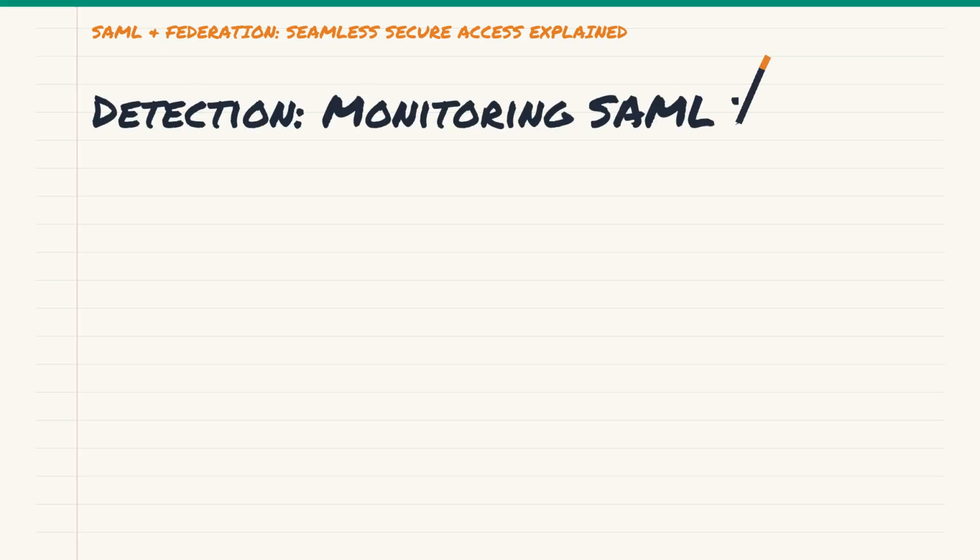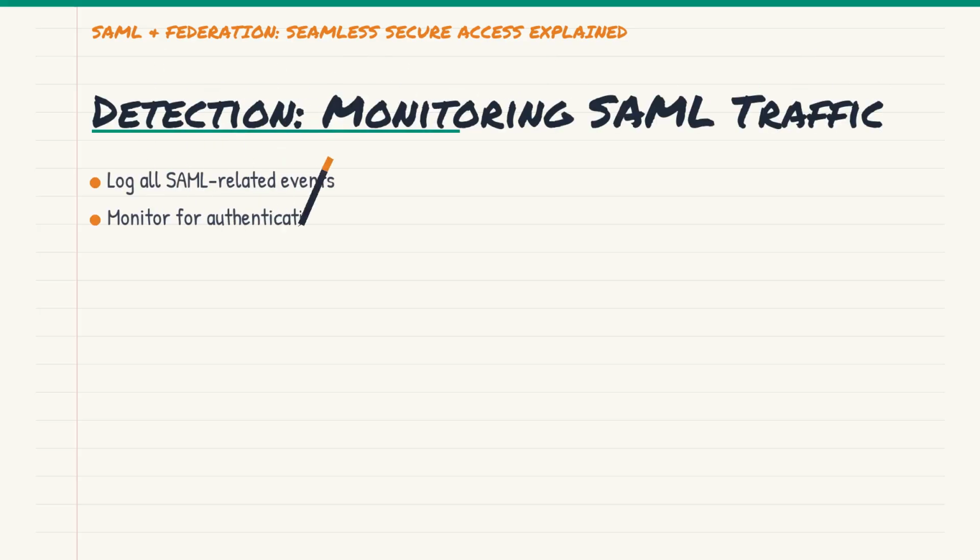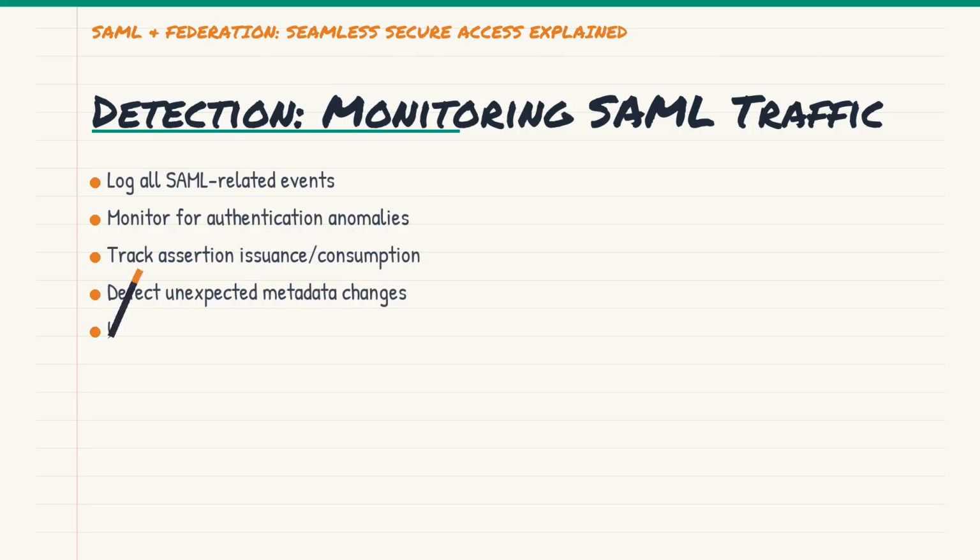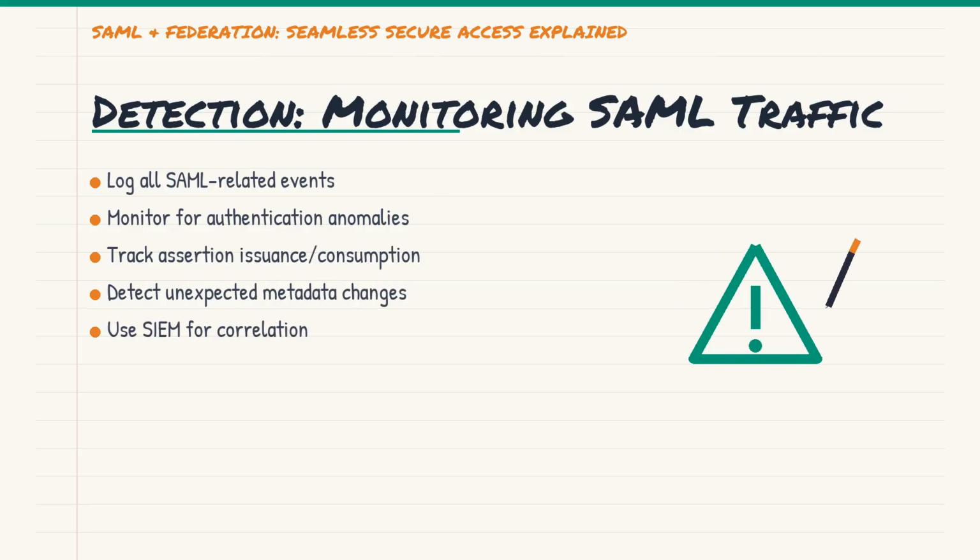How do we spot suspicious SAML activity? It starts with robust logging on both the IdP and SP. Log every authentication attempt, every assertion issued and consumed, and any errors. Look for anomalies: a sudden spike in failed logins at the IdP, assertions being generated for users who are not active, or multiple successful assertions for the same user in a short period from different SPs.